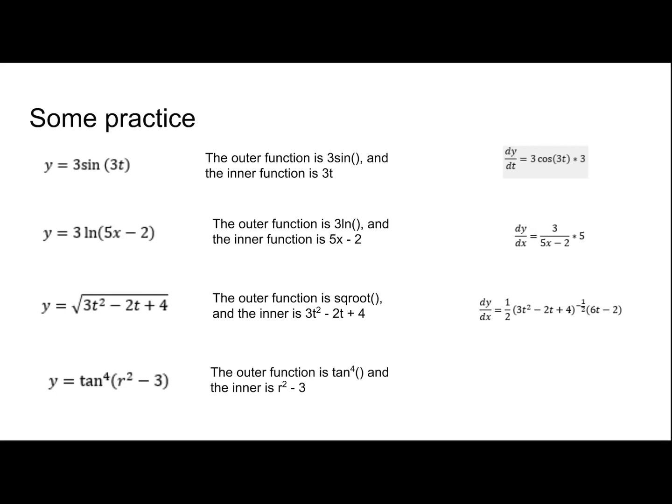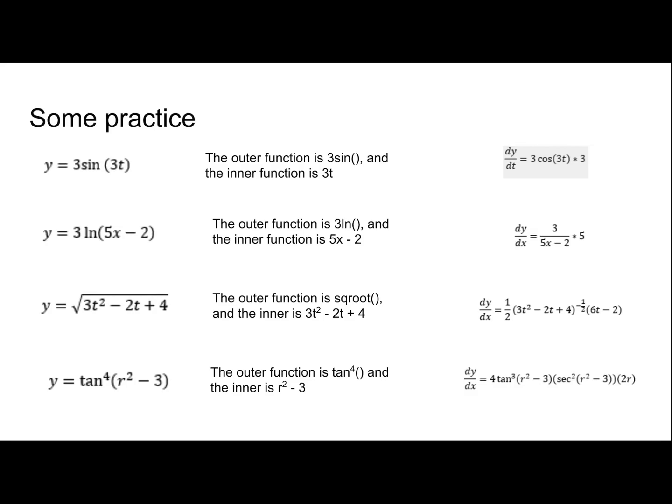But we need to multiply by the derivative of tan, which is sec squared. Everything in the bracket stays the same, so sec squared of r squared minus 3. Because this is like a chain rule within the chain rule, if you know what I mean, you have to use it twice. We also need to multiply by the derivative of the inner function, r squared minus 3, and that derivative is just 2r.